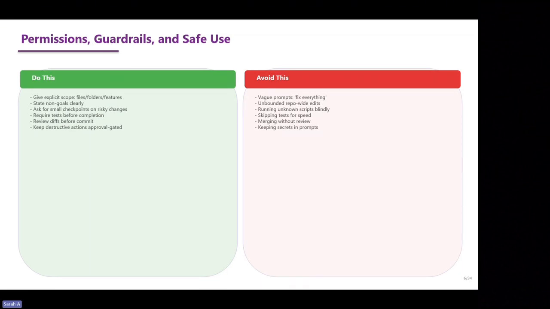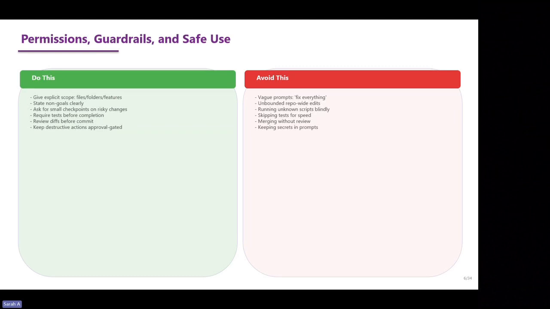So you have to give the agent a clear scope, avoid vague things like "fix everything," don't run unknown scripts without testing, and don't skip testing to save time, especially when it comes to production. And don't merge your code without reviewing it. Also, don't keep secrets in your prompts, right?